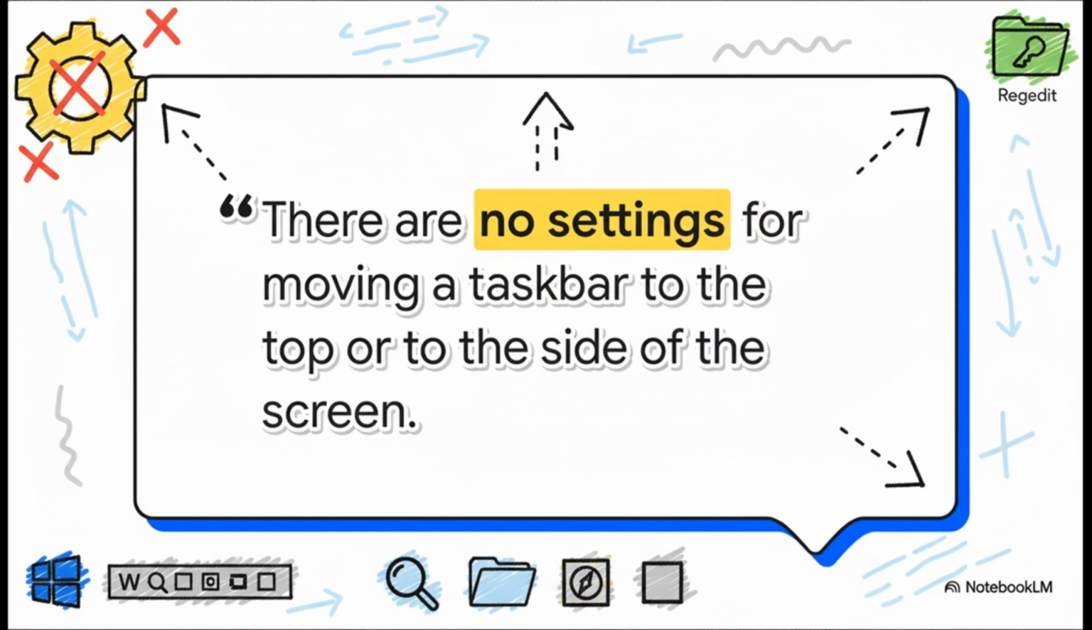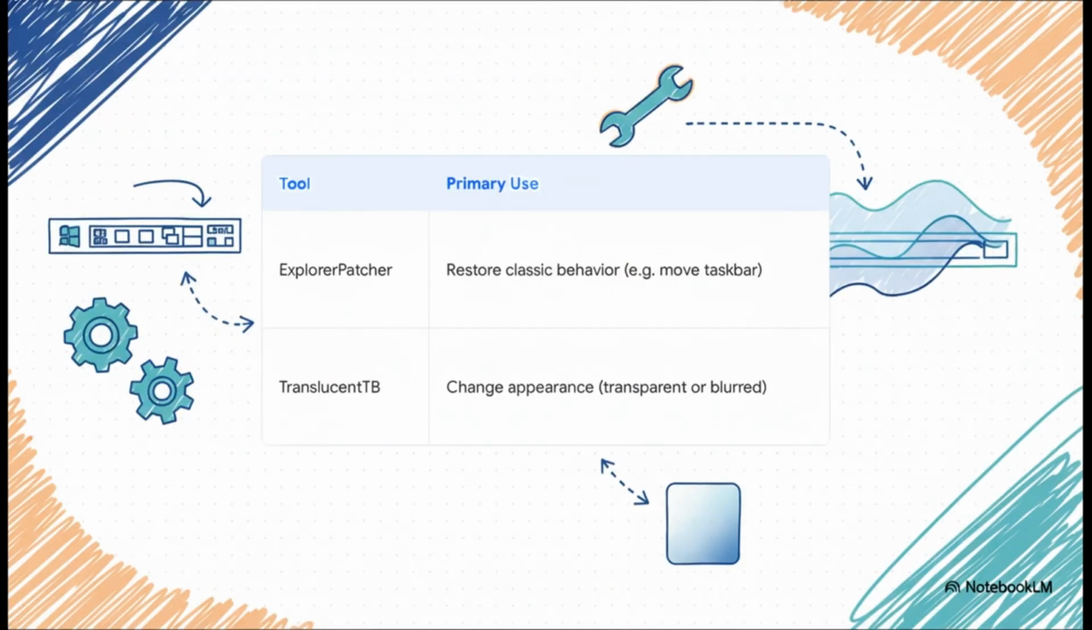They say it, plain and simple. So if you want to move it, you've got to look outside the box. But don't worry, the community has our back. So let's talk about two absolute heroes. First, there's Explorer Patcher. This thing is amazing. It restores a bunch of classic features, including, yes, the ability to move your taskbar. Then for looks, you've got Translucent TB. It's a tiny app that can make your taskbar totally clear or give it this really cool-looking blur effect.